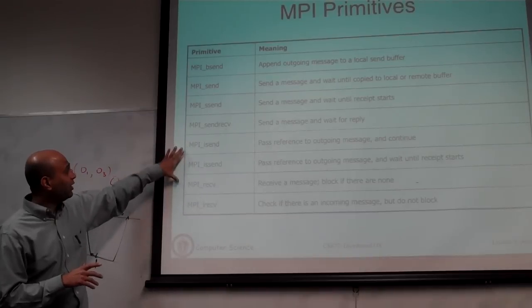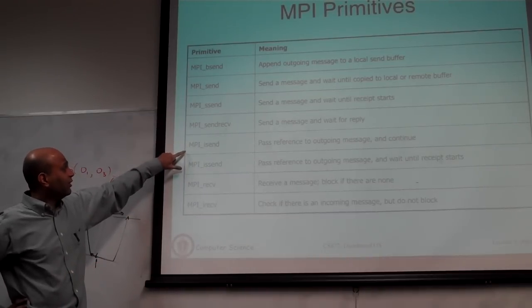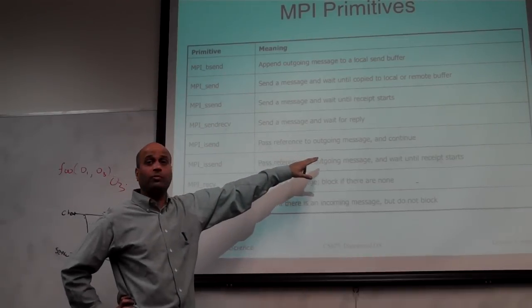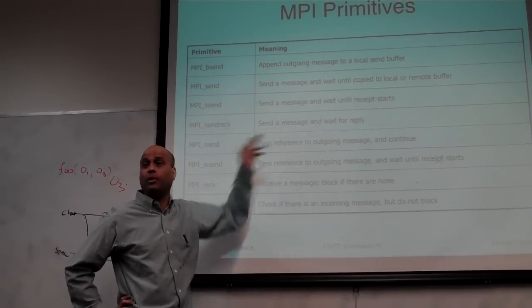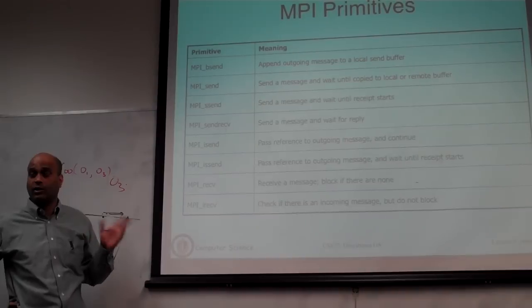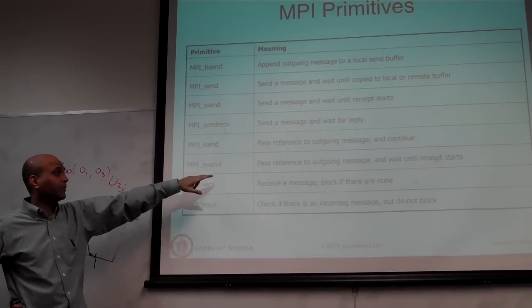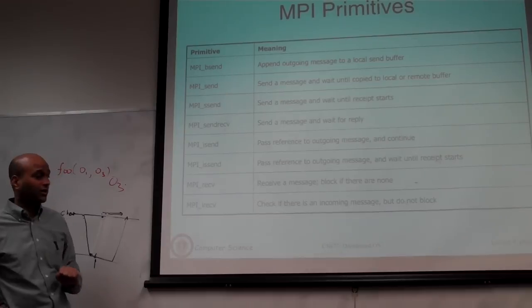Okay, so here's something to realize. And then there are others, which I did not mention here. This is basically saying pass a reference to an outgoing message. So you say don't even copy the message, pass a pointer. And then you just try to dereference the pointer, and then this is basically saying pass a reference and wait until the receipt starts. Okay.